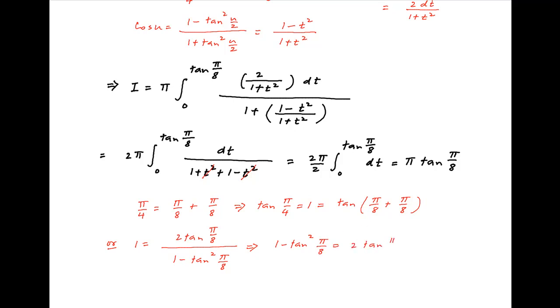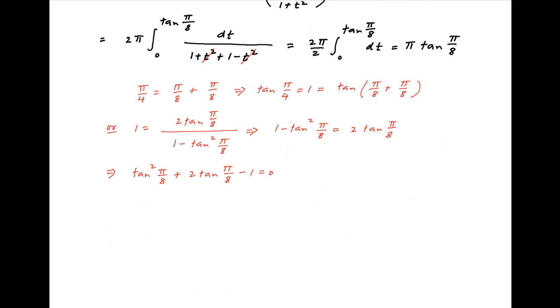Moving all the terms to the right hand side, we get tan square pi upon 8 plus 2 times tan of pi upon 8 minus 1 is equal to 0. This is a quadratic in tan pi upon 8. So solving for tan pi upon 8, we get minus 2 plus minus root of 2 square minus 4 times minus 1 times 1, all of this divided by 2. And this simplifies to minus 2 plus minus 2 root 2 divided by 2.